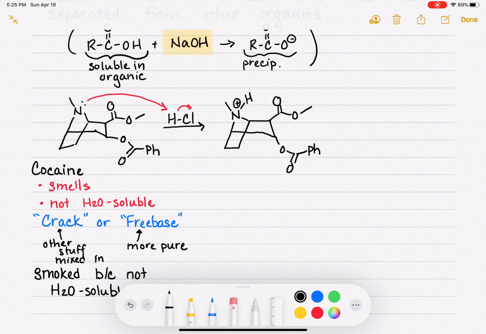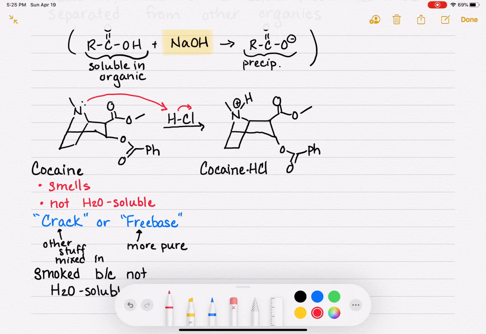So it doesn't even matter anymore how many carbons it has. It is now water soluble because of its positive formal charge. This molecule professionally is known as cocaine hydrochloride, or cocaine HCl. That's a little dot that I made there.